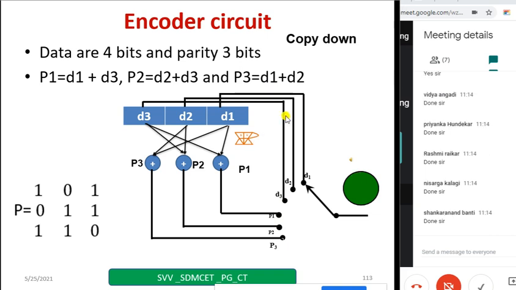Anybody is having doubts? If a P is given, are you able to write an encoder circuit? For any given P, can you write an encoder circuit now onwards? Yes or no? You can type your answer in the chat box. A P is given, can you write an encoder circuit? Very good. Only what you have to do is see this and where the connection should be there. This connection completely depends on P only.